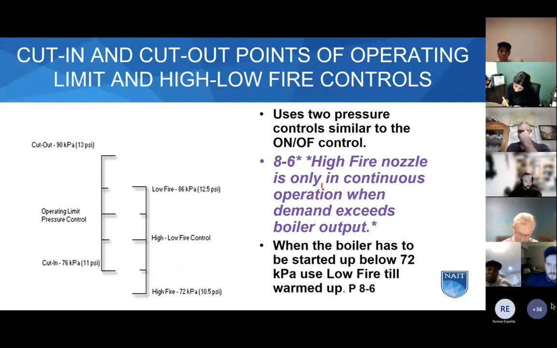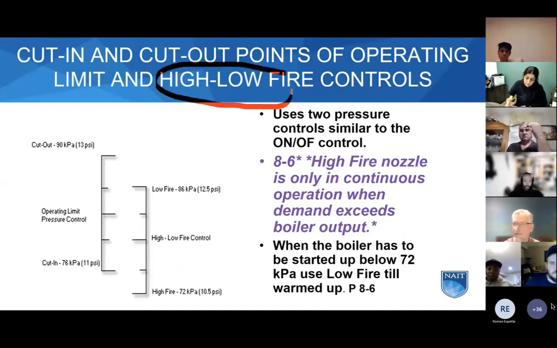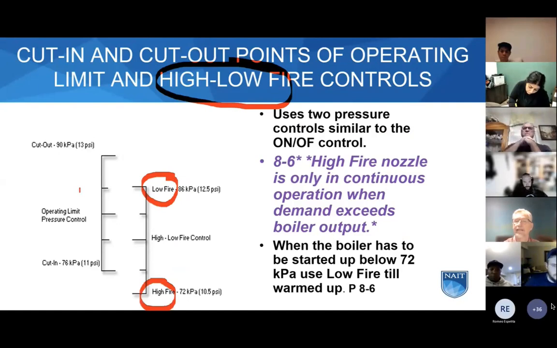This is from page 8-6, talking about high and low fire control systems. Okay, so two pressure controllers. The controllers are similar to on-off, but there are going to be two because we have two nozzles: a low fire nozzle and a high fire nozzle. Some numbers here are for examples only.